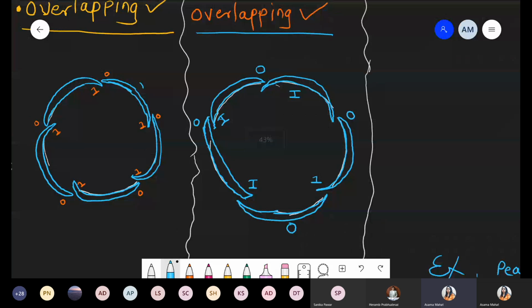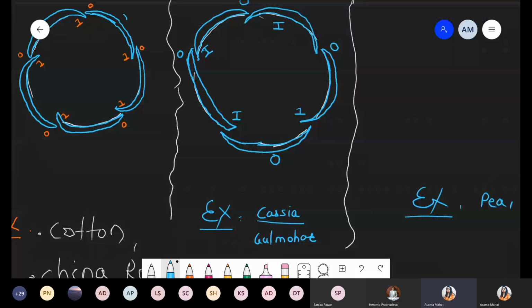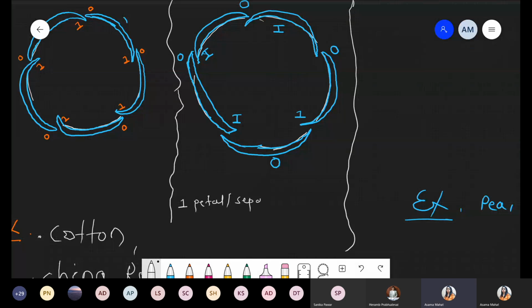So if you see the diagram, in this condition, first of all, we write down what kind of condition is present, because we already discussed the examples Gulmohar and cassia. Now we are talking about one petal or sepal. I'm writing petal; you can consider it as sepal also, both are true. One petal or sepal is completely present toward the I. I means what? Toward the internal side.